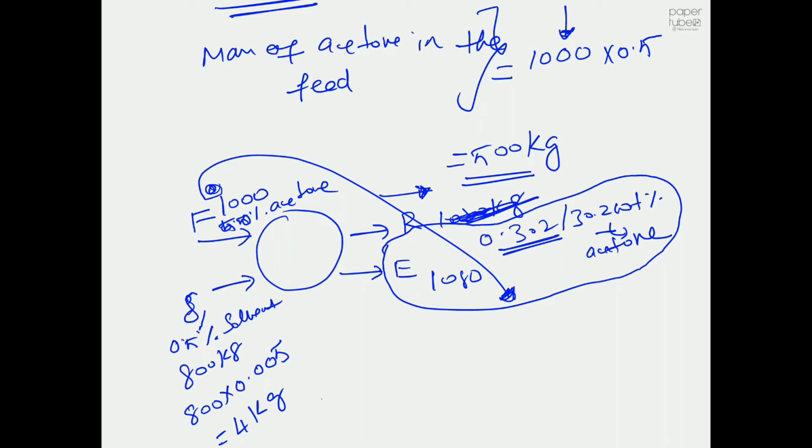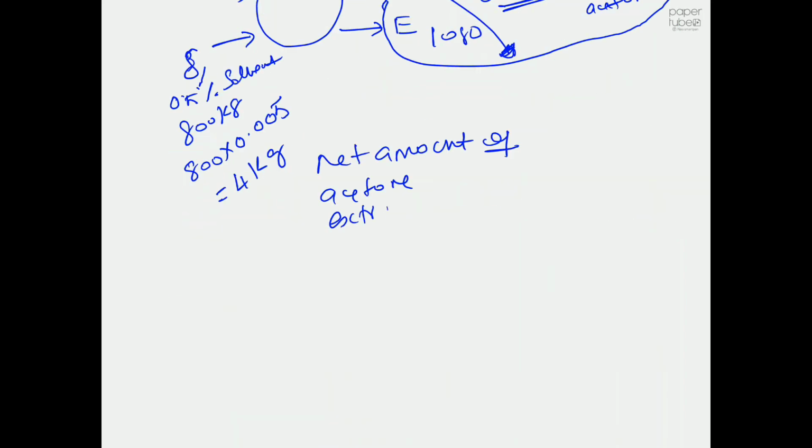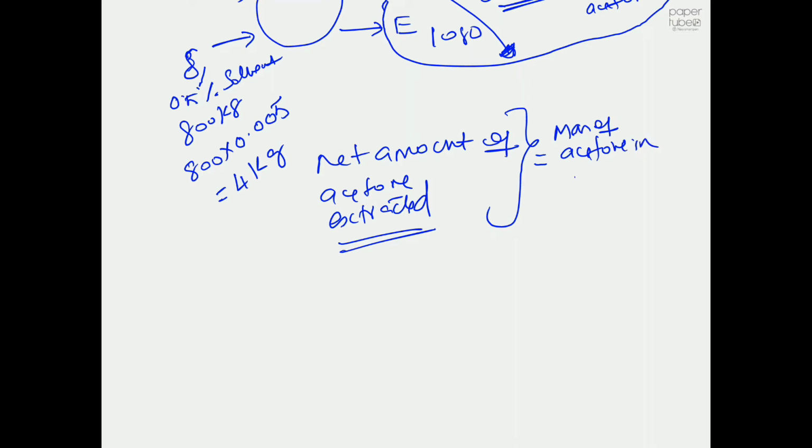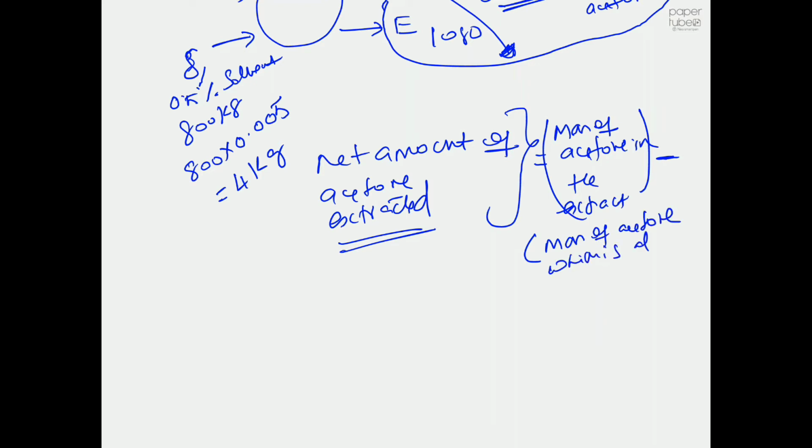Yeah. So what we are going to calculate is the net amount of acetone extracted. That should be equal to the mass of acetone in the extract, minus the mass of acetone which is already in the solvent which we used. So the mass of acetone in the extract is very easy to calculate.